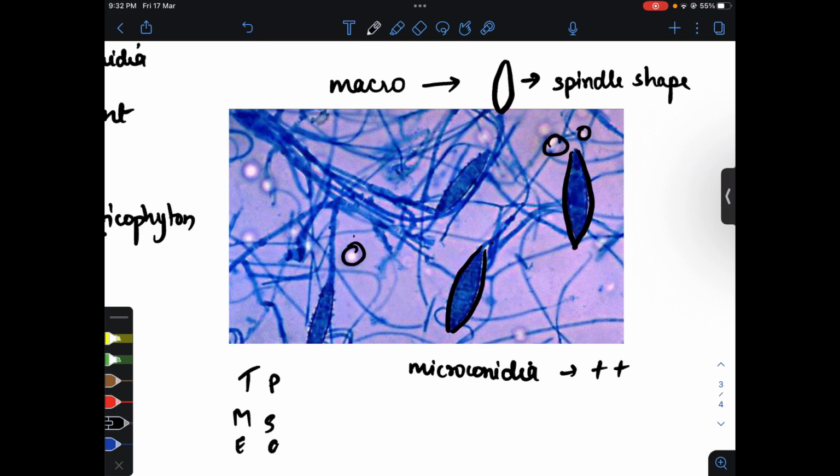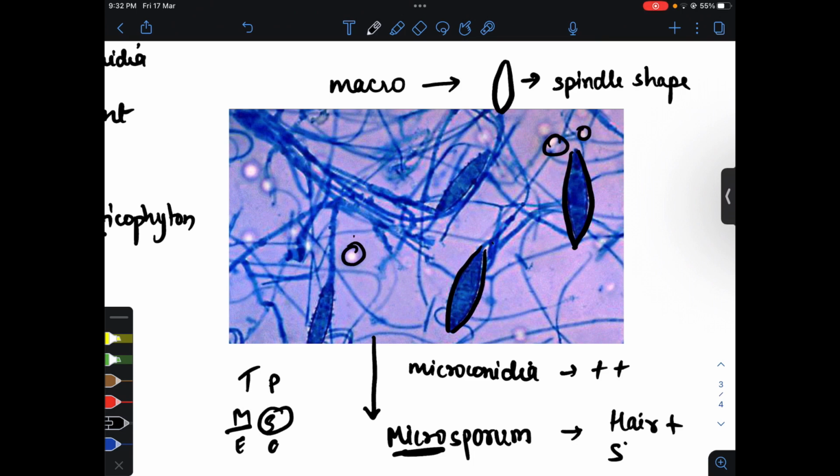So spindle shape is present in Microsporum. This one is the image of Microsporum, and in Microsporum, micro means fine, and fine is hair. So in this, hair and skin are involved among all three. So skin and hair are involved.